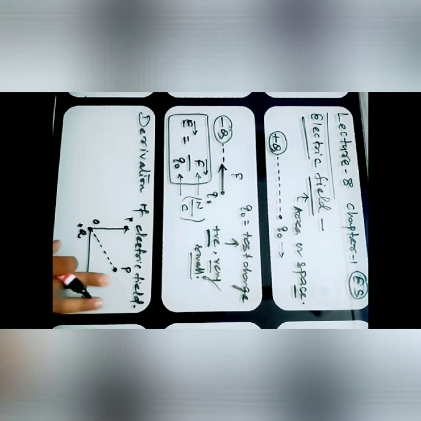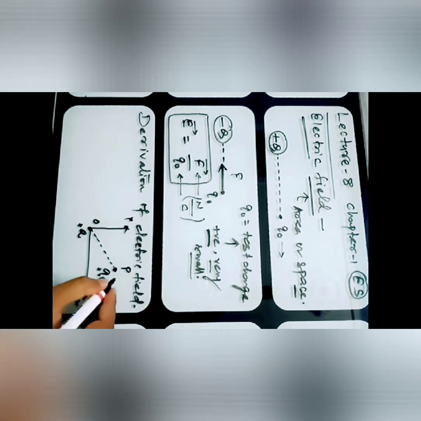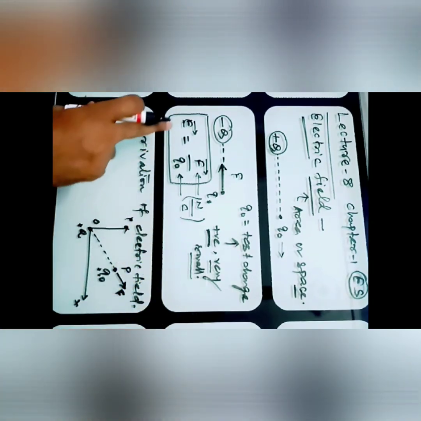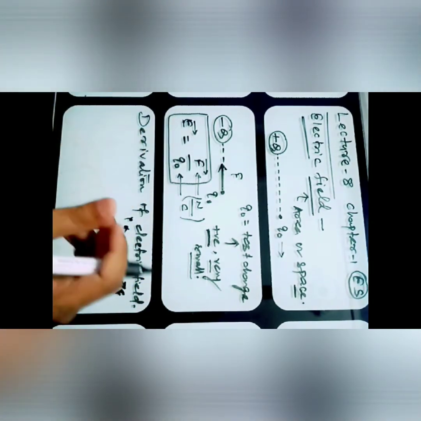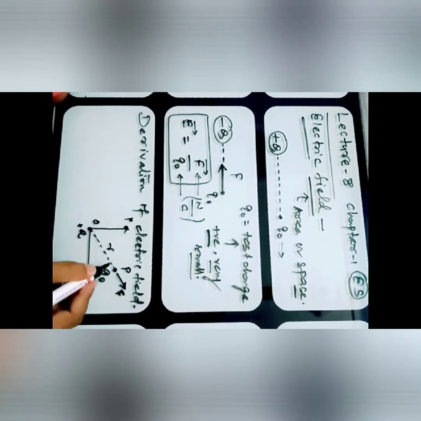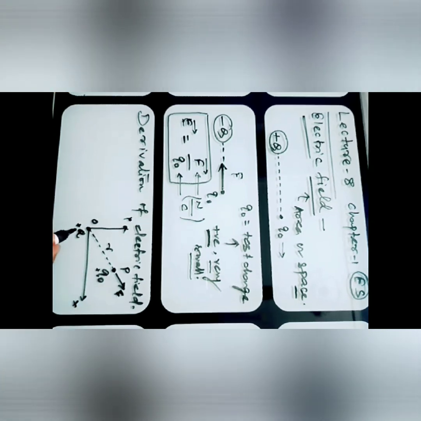Q naught, as we have discussed, is a test charge, a very small charge, and must be considered as positive. Of course students, if this is a positive charge, then the direction of force will be outward. This is the direction of force. Later on we will study how to take the direction of the electric field, because it is a vector quantity, and a vector quantity should have both magnitude as well as direction. Suppose the distance is r from the point charge for which we have to find the electric field.